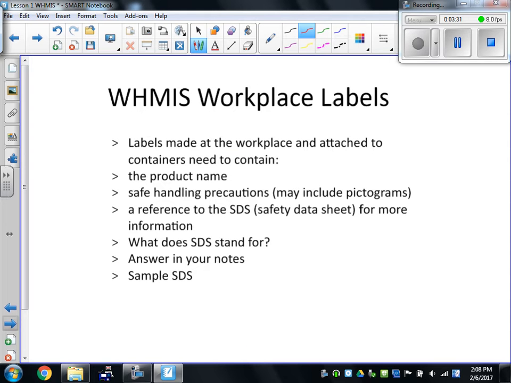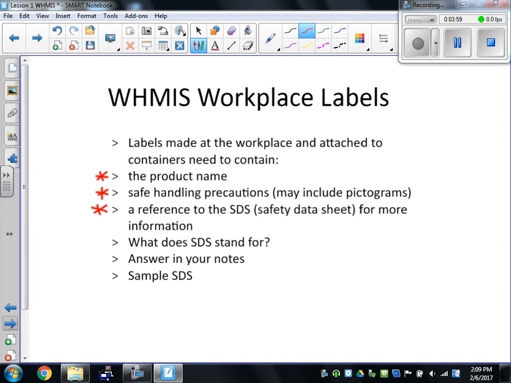Okay. WHMIS workplace labels. Labels made at the workplace and attached to containers need to contain the following. So they need to have the product name. Okay, safe handling precautions. So it may include a pictogram. Okay, we should maybe write this stuff down, I think. A reference to SDS. Okay.